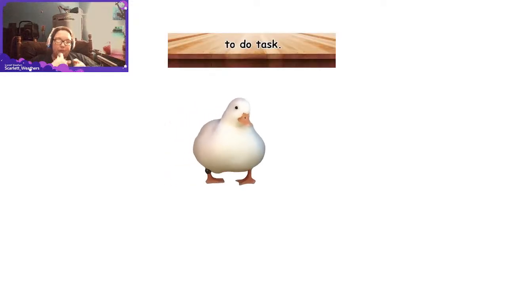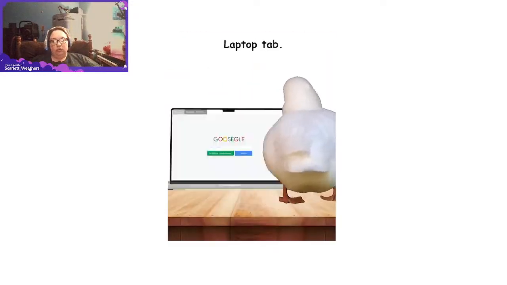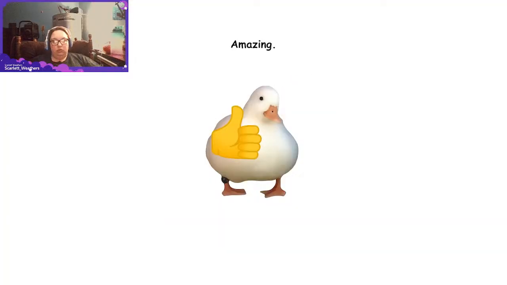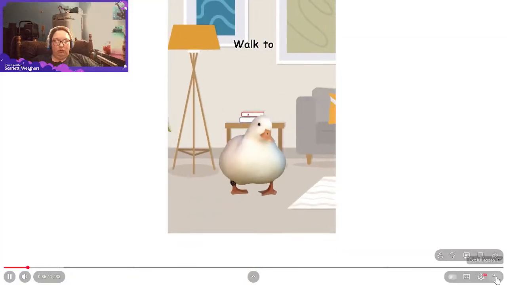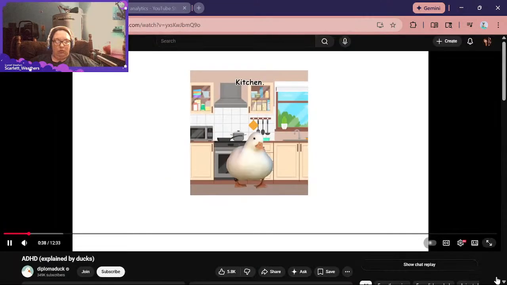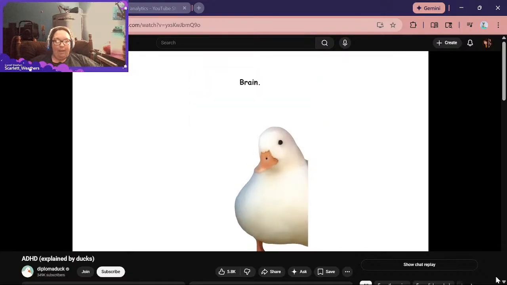ADHD. Ducks sit down to do task. Ducks say, okay, easy task. Duck open laptop. Tab already open. Amazing start. Duck say, but first, worm snack. Duck walk to kitchen. Duck enter kitchen. Duck forget why in kitchen. Duck stand still looking around. Brain say, question mark, maybe spoon?